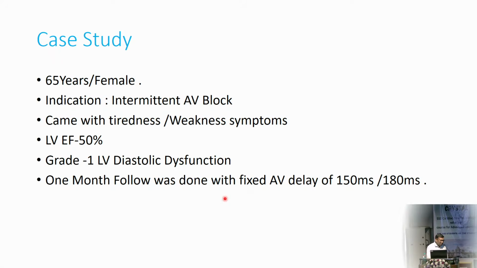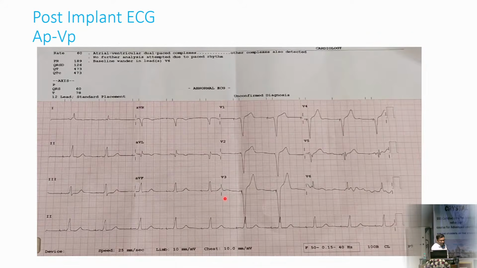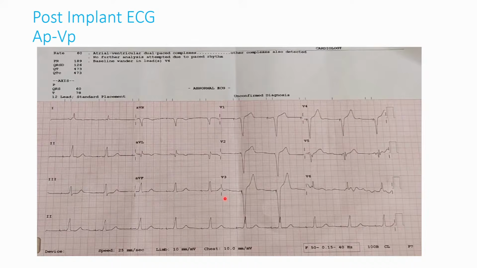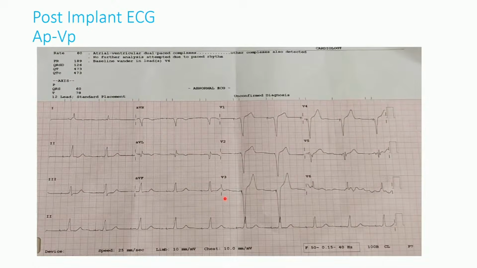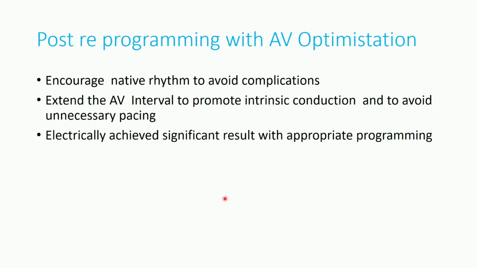There is a small case study. This patient came with intermittent AV block, we gave a pacemaker, and the EF was 50%. At one month follow up, we saw that we had fixed the AV, since we pace with normal AV delays. This is the post implant ECG, A pace, V pace. The ECG was good: you can see P followed by QRS, atrial pacing and ventricular pacing happening, but again it's an LBBB pattern on the ECG, and there is no problem with that.